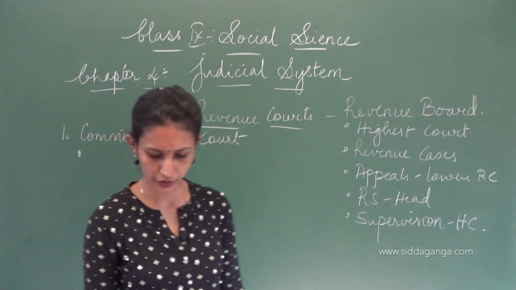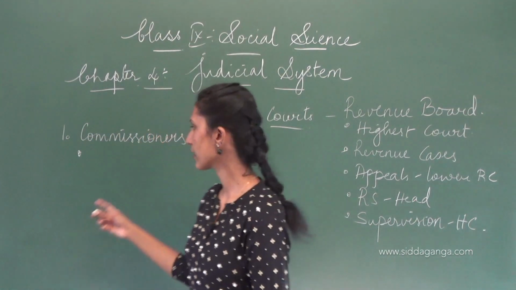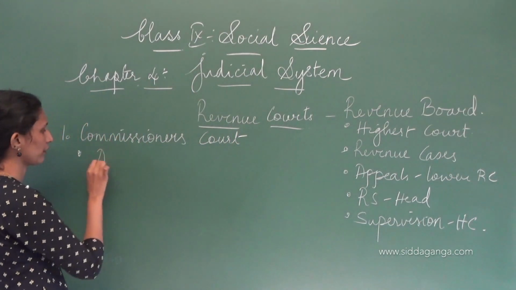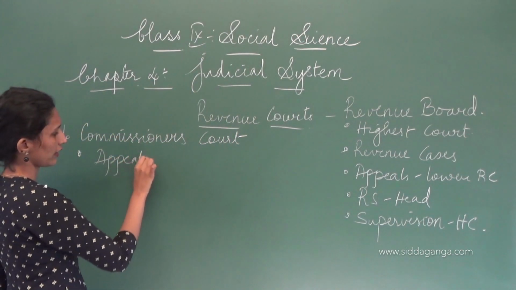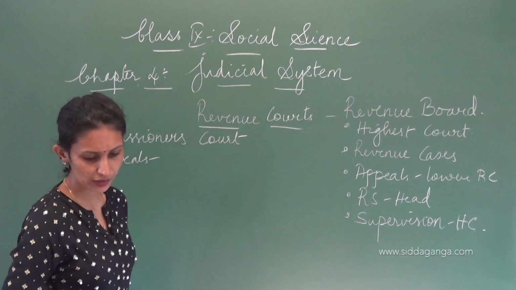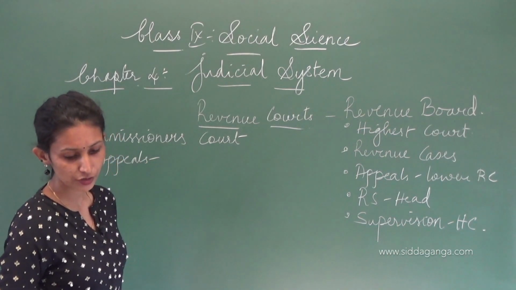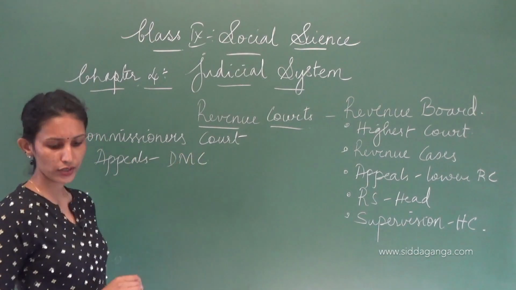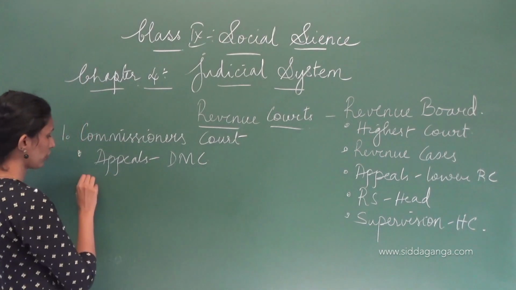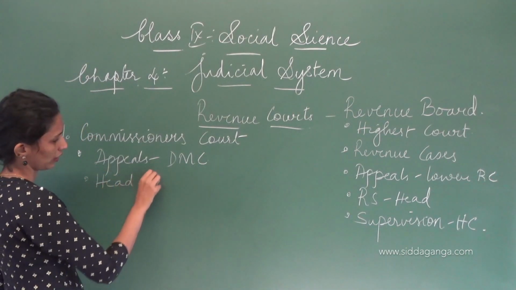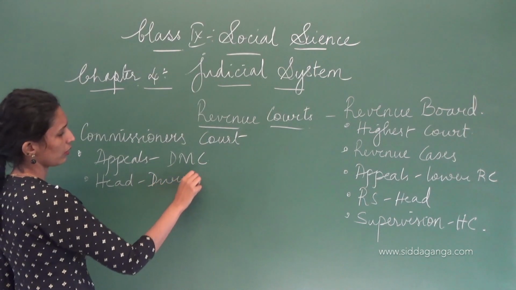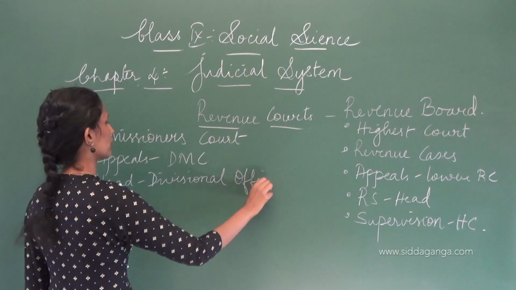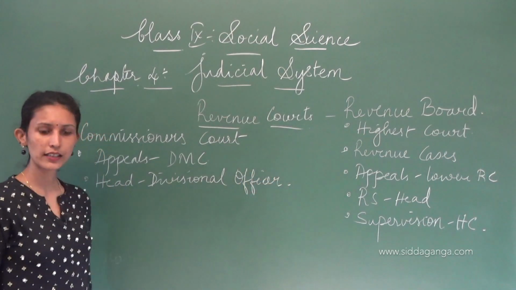Now, what can you write under Commissioner's Court? I'll give you one example and then you can continue. It takes appeals of whom? It takes appeals against judgments of the district magistrate courts. Who is the head? The divisional officer is the head.